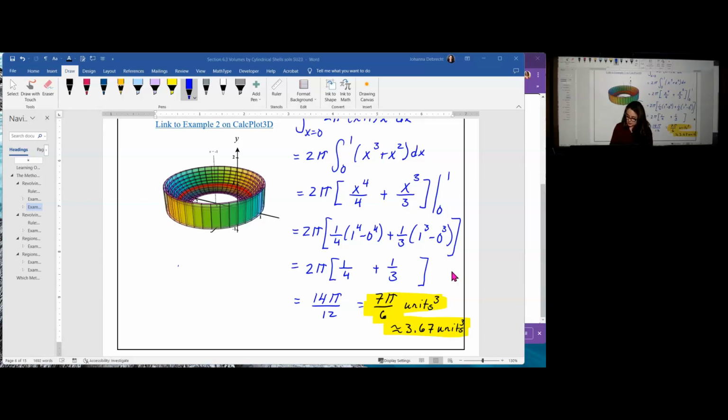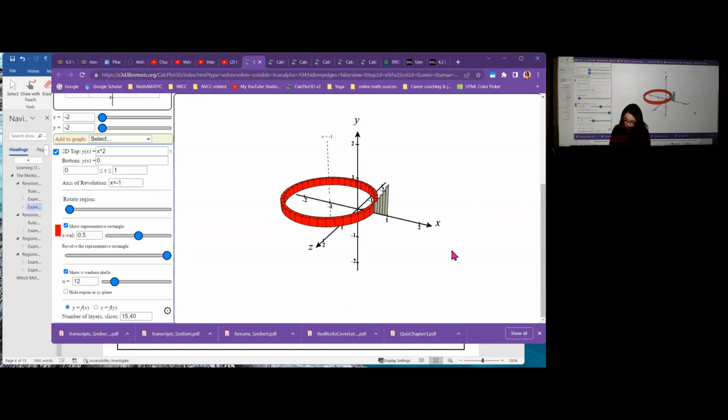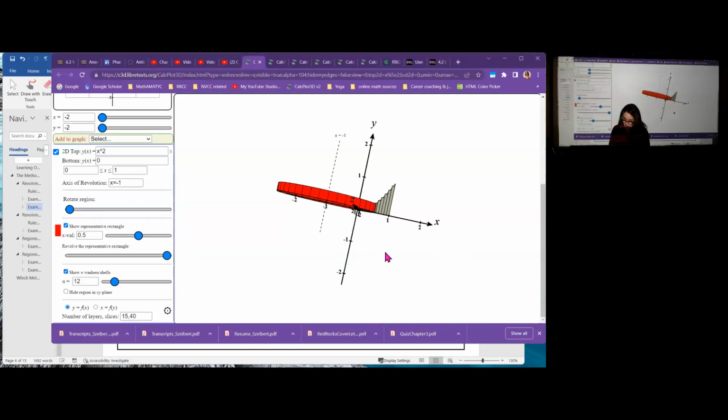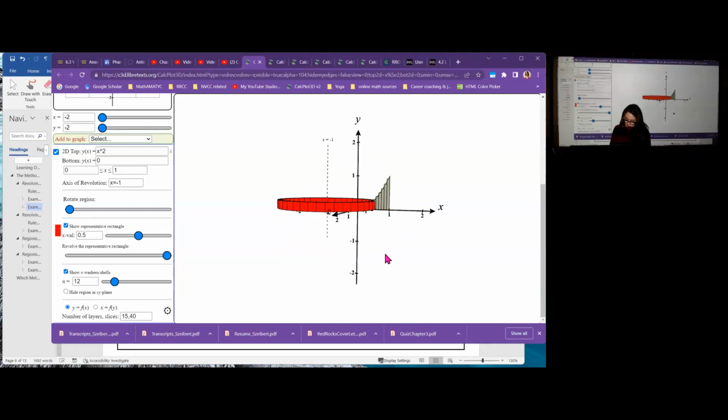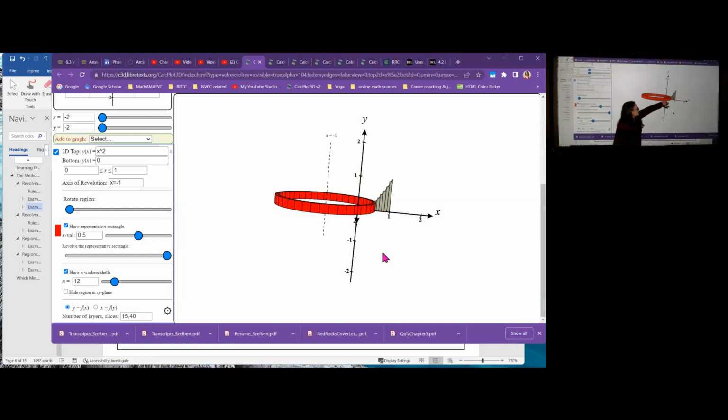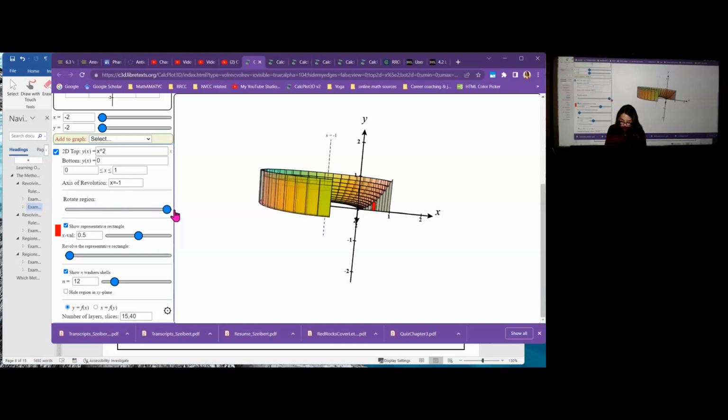Let's take a look at this one on Calc Plot 3D. You can see here the original region, which of course, and I'm having trouble getting it to go straight. There we go. You can see the original region here, x squared, that is going to be revolved. And we revolved one rectangle. Let's unrevolve the rectangle now. And let's go ahead and rotate the region. In this case, I'm using 12 shells.